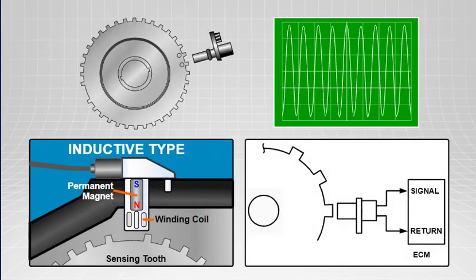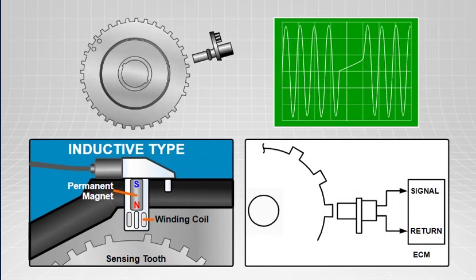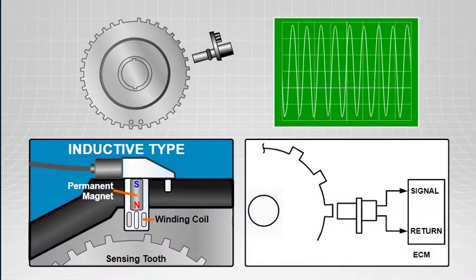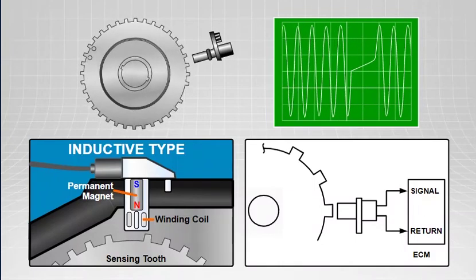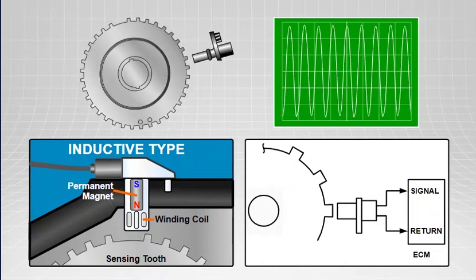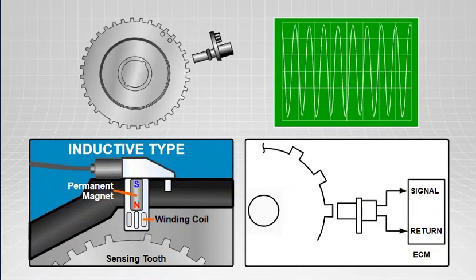Variable reluctance AC sensors are electromagnetic devices consisting of a permanent magnet surrounded by a coil winding to generate an alternating current. As the notches or teeth of the ferrous reluctor wheel rotate past the tip of the sensor, the change in the magnetic field creates an analog voltage signal in the sensor coil.